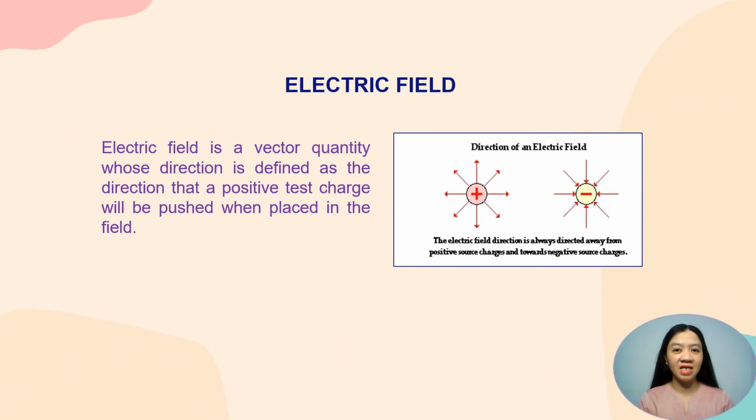We also have electric fields and magnetic fields. Electric field is a vector quantity whose direction is defined as the direction that a positive test charge will be pushed when placed in the field. Thus, electric field direction is always directed away from the positive source charges and towards the negative source charges, as shown in the diagram on the right.